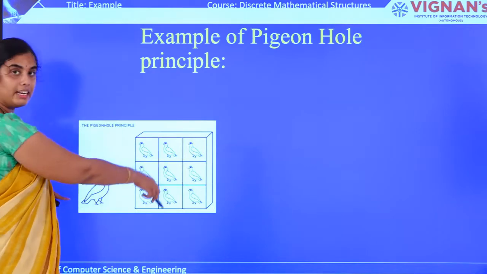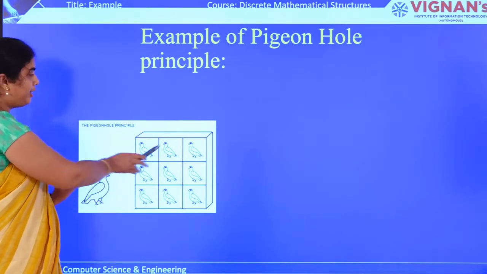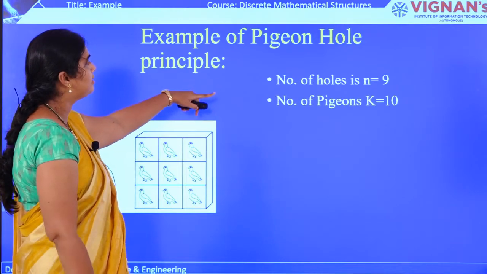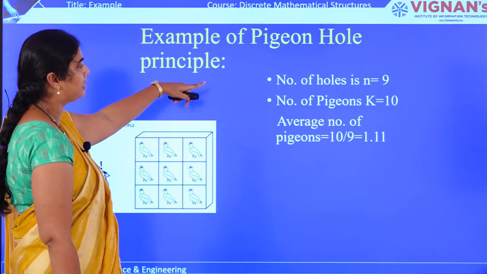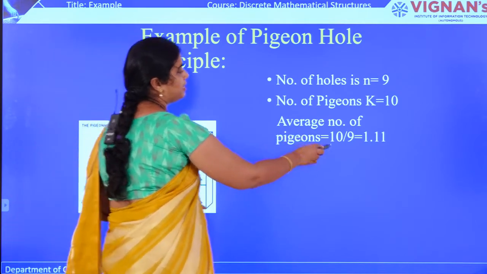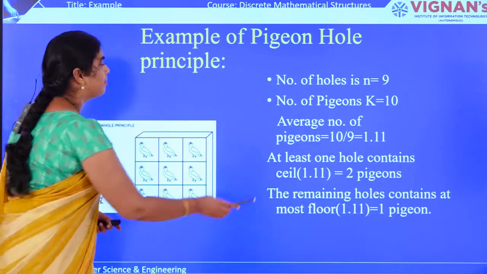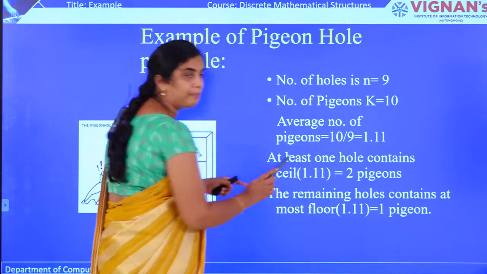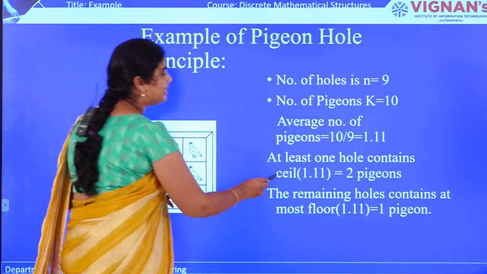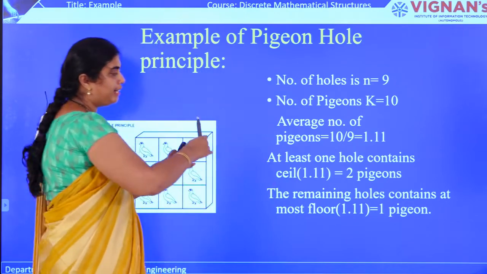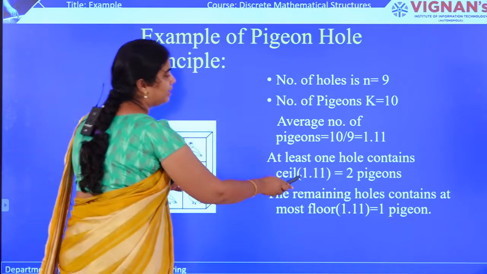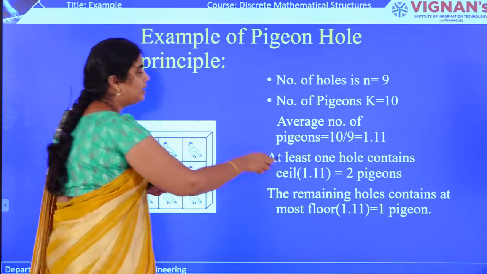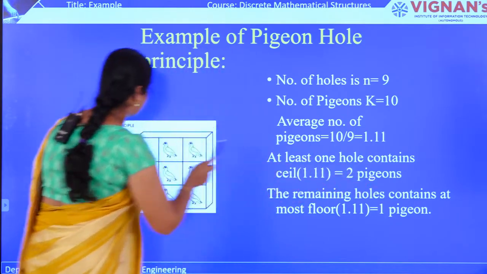So, I will be explaining through an example. See, 10 pigeons are given, 9 pigeonholes are given. We need to place these 10 into those 9. The average number of pigeons will be 10 by 9. So, at least one hole contains ceil of 1.11, which I already said. Ceil of 1.11 means we need to take the next greater integer, 2, right? So, at least one hole contains 2 pigeons.